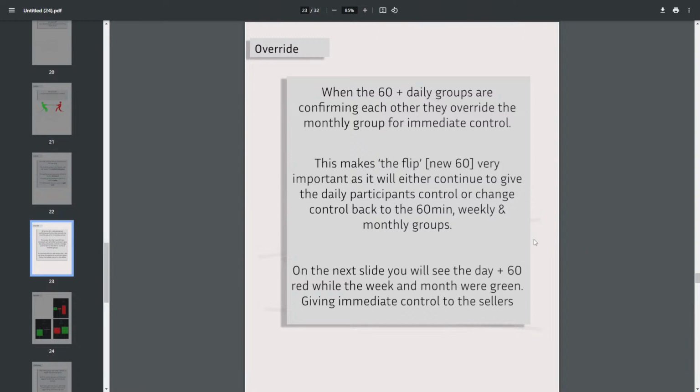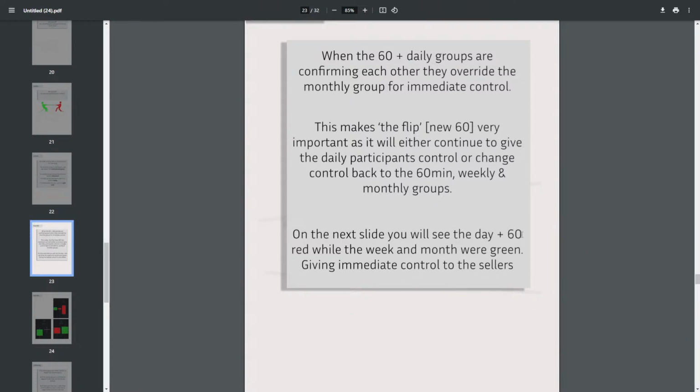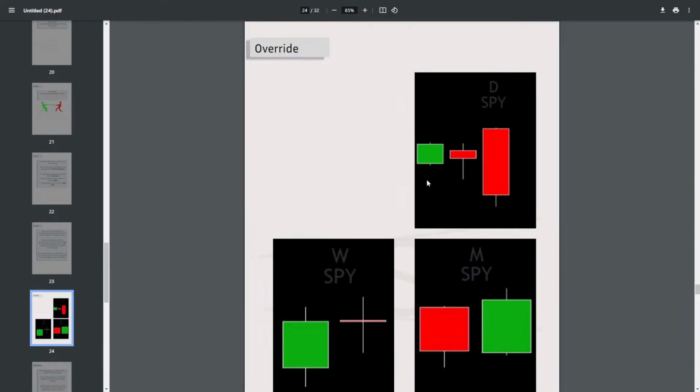And on the next slide, you're going to see an example of this, where the day and 60 went red while the week and the month were green, which gives immediate control to the sellers. And it actually looks like we're missing an image in here. And it's actually a really important image. So that is on me. I apologize, guys. Let me fix this. I went through this a few times and I did not catch that one. So that is completely on me. I apologize.